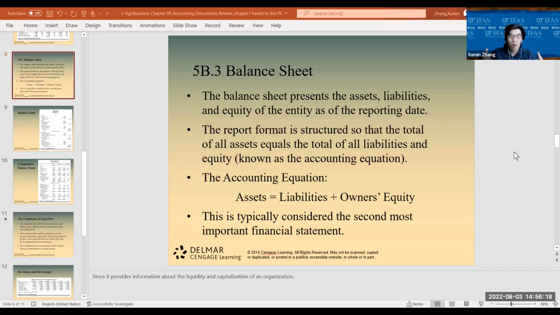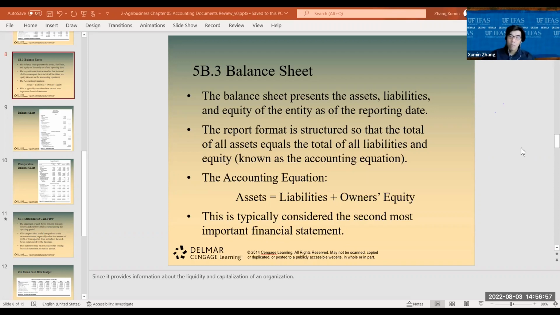Let's say the second most important financial statement is the balance sheet. The balance sheet presents the assets, liabilities, and equity. Usually the balance sheet can be by month, by quarter, by year. We have to differentiate the P&L and the balance sheet.